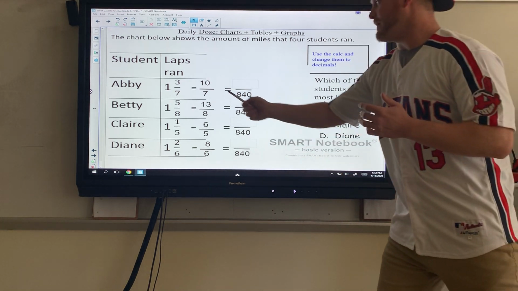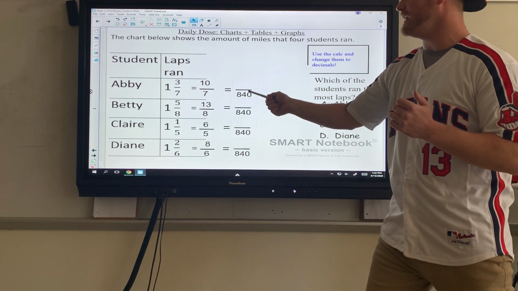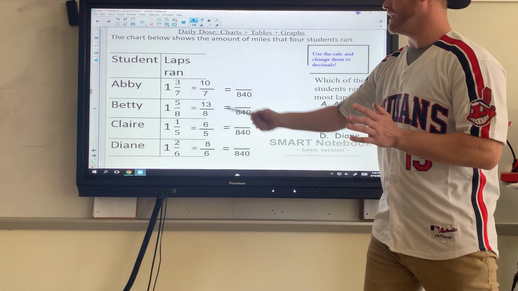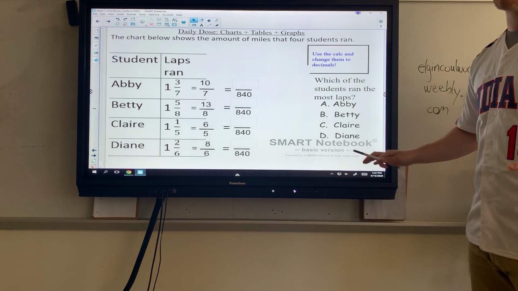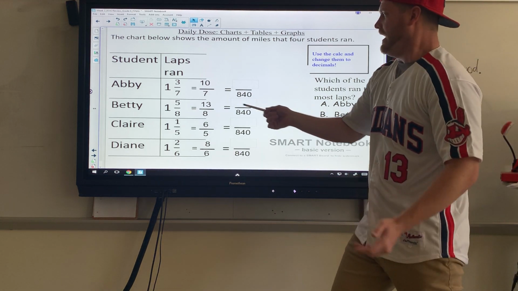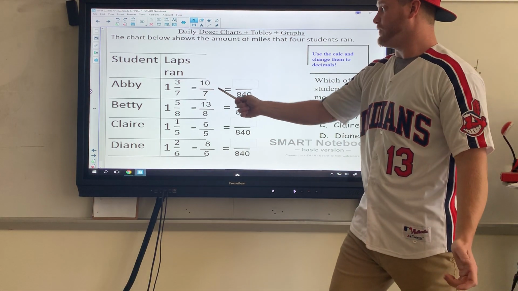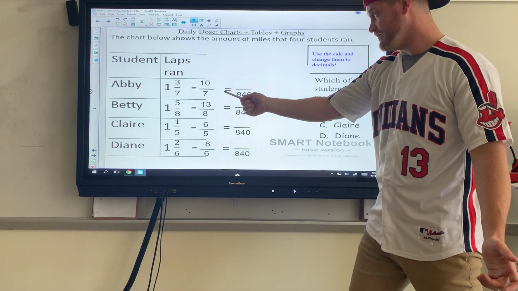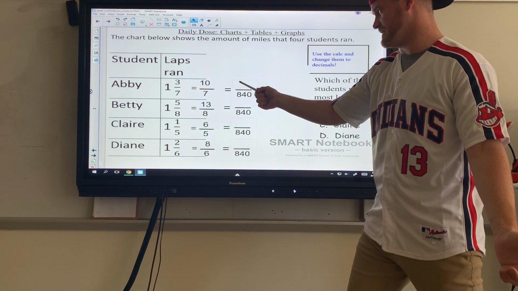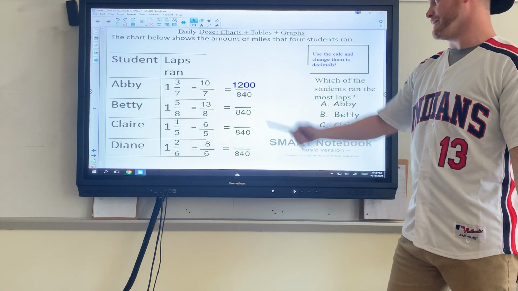So we'd have to figure out how many times each one of these denominators goes into 840, and then you multiply that number by the numerator. I would just follow along here. I'm not going to make you do it because it takes way too much work. In order to figure out how many times 7 goes into 840, we would just divide it. So 840 divided by 7 gives us 120. So 10 times 120 gives us 1,200. So we have 1,200 over 840.